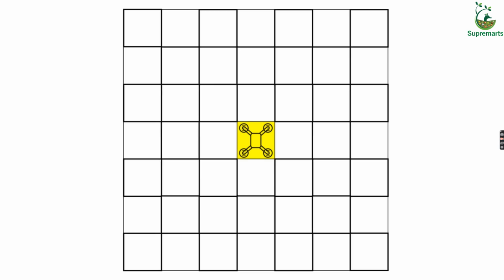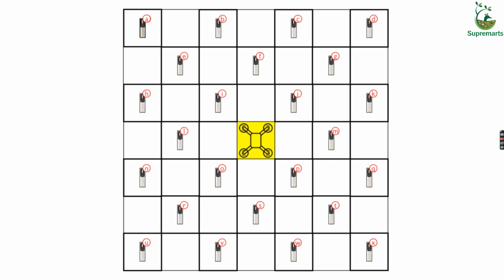Let's assume we have a farm and we wish to irrigate that farm using a drone. This is a drone. The drone is located at the center of the farm at a certain altitude, right next to a computer, a central computer. Then we divide the farm into different zones, and each zone is monitored by a specific humidity sensor.